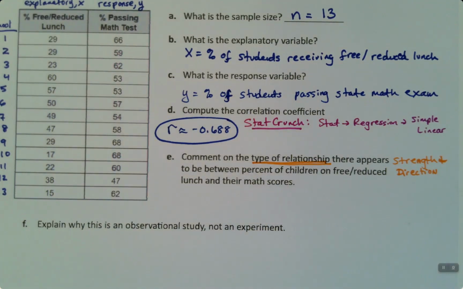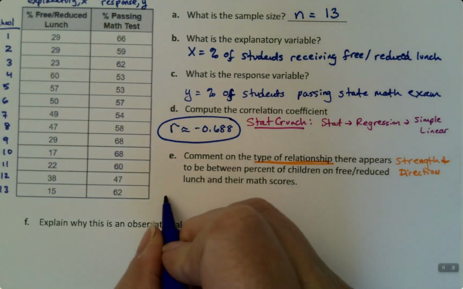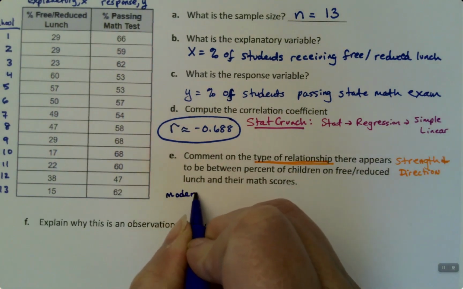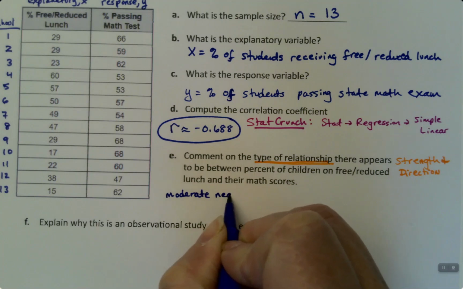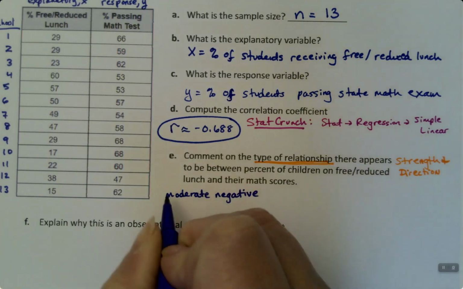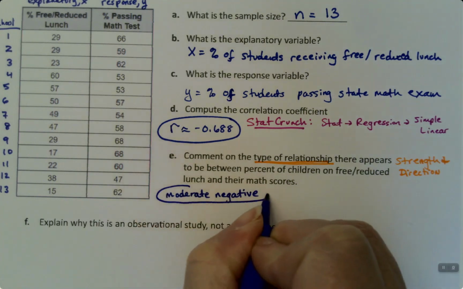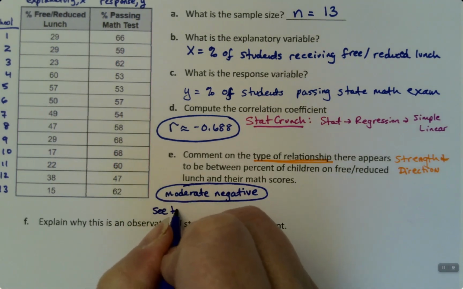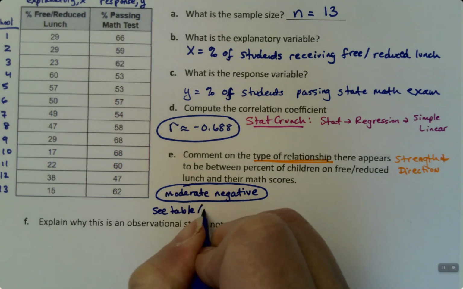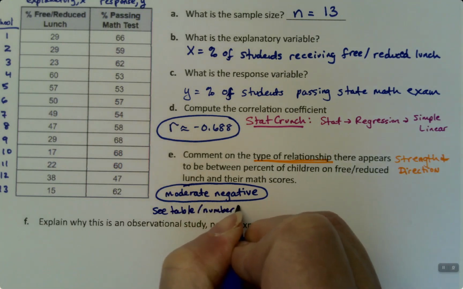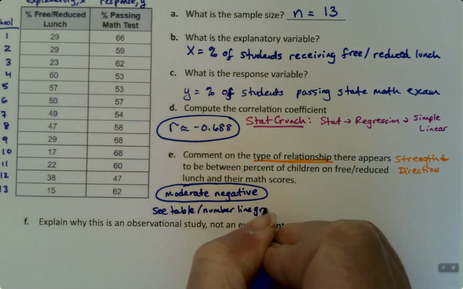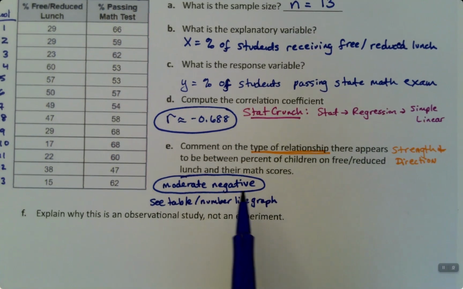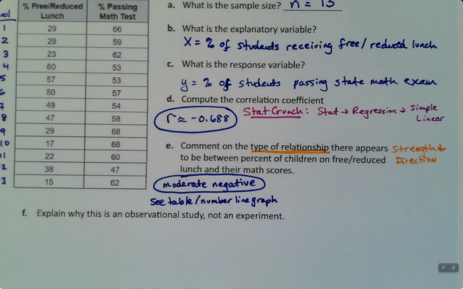So let's see here. Moderate negative. And for that part, I'll say see the table or the graph, right? See table or diagram, the number line graph. That's how you determine whether it's moderate negative versus strong positive versus whatever.